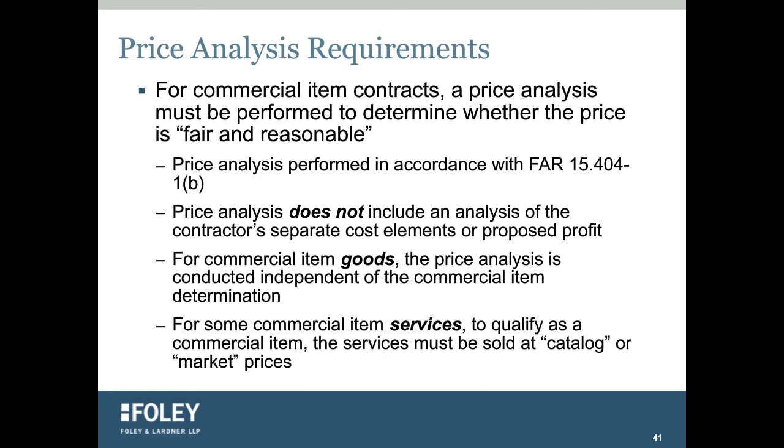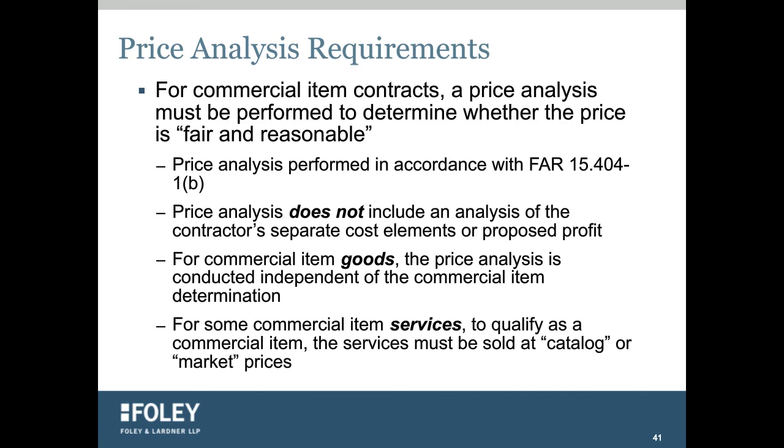Or then looking at prices that are compared to historical prices paid either by the government or by the commercial marketplace. So once it's determined it's a commercial item, you can then use prior government sales to justify your price as fair and reasonable. It's not limited to just commercial sales. And you can use commercial sales of a type item. It doesn't have to be that exact same item. One resource to look at is GSA Advantage. See what your competitors are selling similar products for.